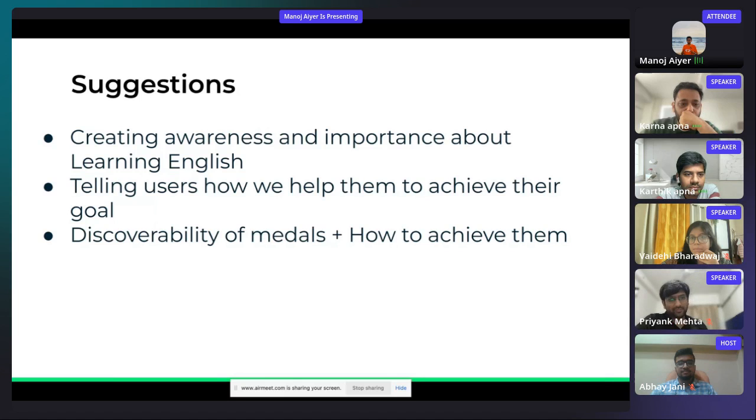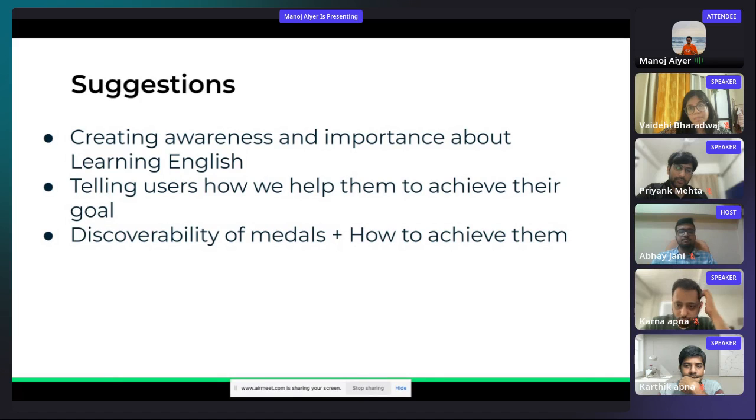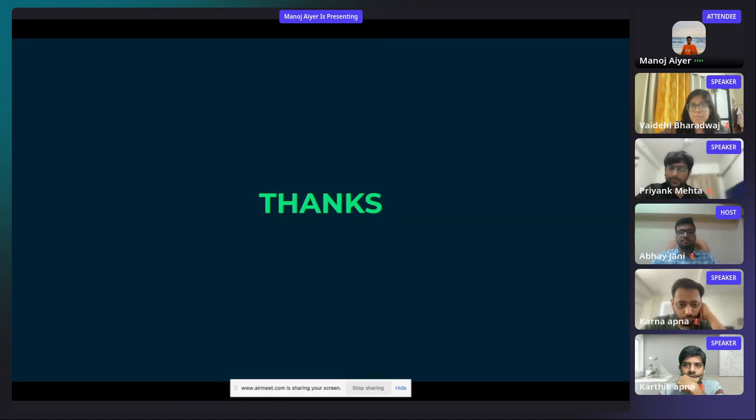So one is creating awareness and importance about learning English, telling users how we help them to achieve their goal, and discoverability of medals. Basically, I saw you give some medals to people, but it's not very visible on the home screen. You have to click on a user and you see the medals, but it says participates in HR test. But we can have something like how to achieve them, basically a short video or some user journey showing them how to achieve those medals.